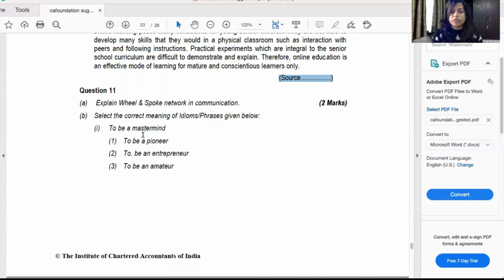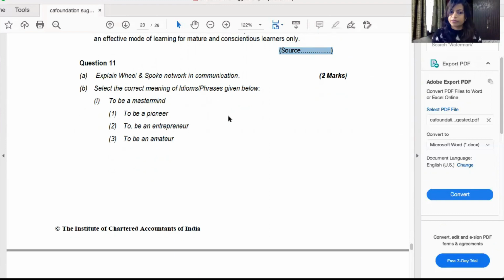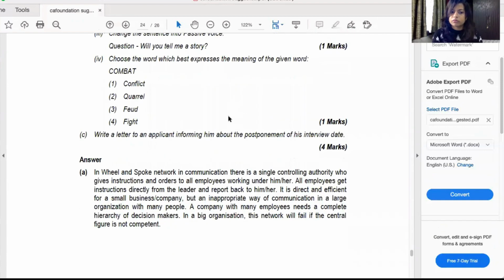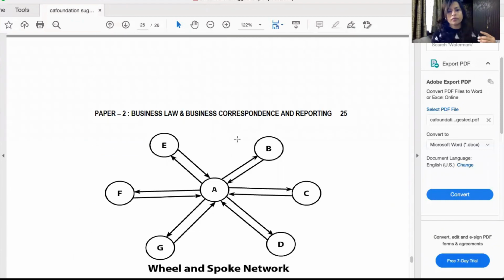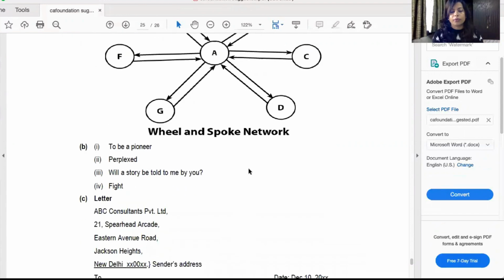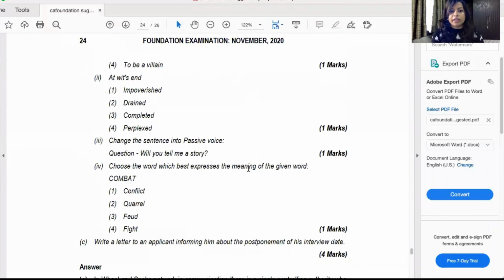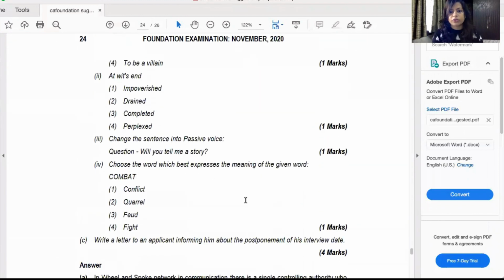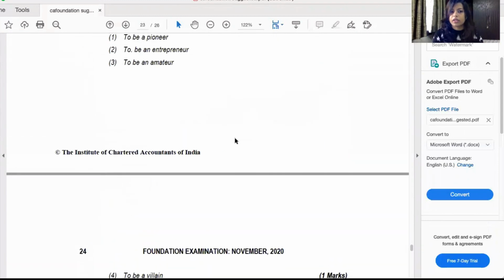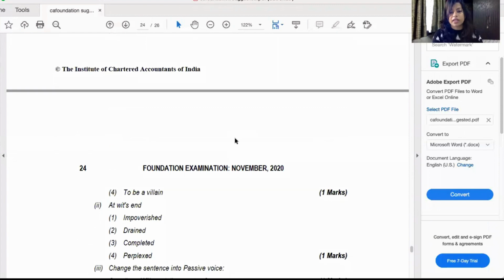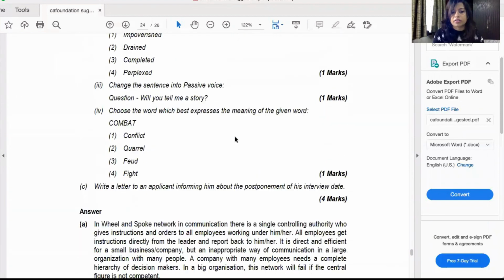In the last question, it's written, explain wheel and spoke network in communication. This is again a direct question. Write the meaning of it. Give a brief explanation. Draw this diagram. This will fetch you extra marks if you draw. Then the vocabulary question, as I said, 1, 2, 3, 4 marks direct. If your grammar is nice, if your vocabulary is nice, you'll be able to crack these 4 marks.